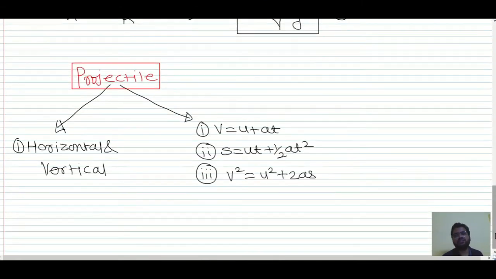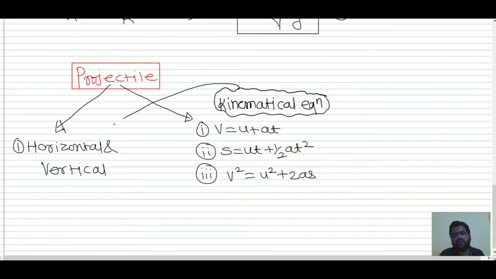Now after this, do remember this thing, it's very important. What is projectile? Projectile indicates you have to apply the kinematical equations along the horizontal and the vertical direction. That's it.